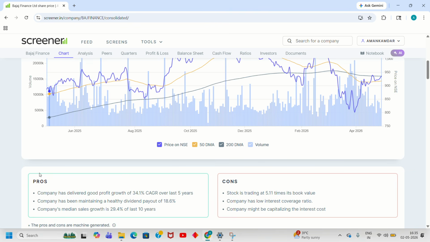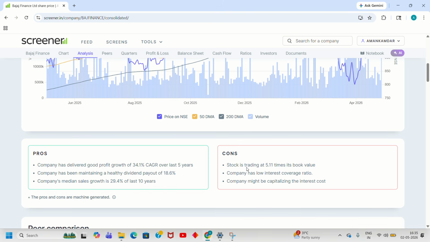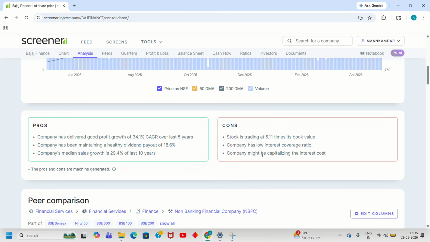So secondly, this is one of the most interesting sections because they basically give you a snapshot of the company. The company has delivered a good profit growth of around 34.1% CAGR over the last 5 years. They have been maintaining a healthy dividend payout of 18.6%, and the median sales growth is around 29.4% over the last 10 years. Some of the negative downsides of the company are that the stock is trading at around 5.11 times its book value. The company has a low interest coverage ratio. The company might be capitalizing the interest cost.